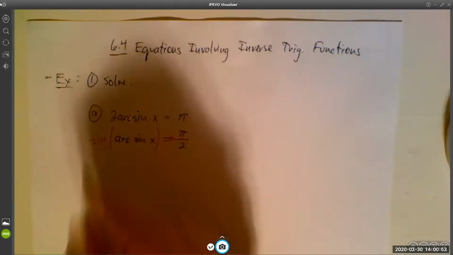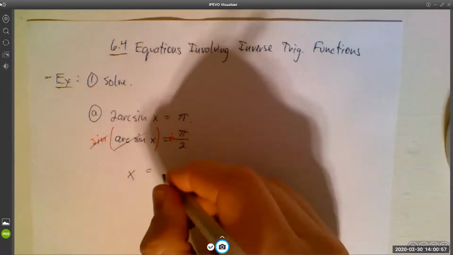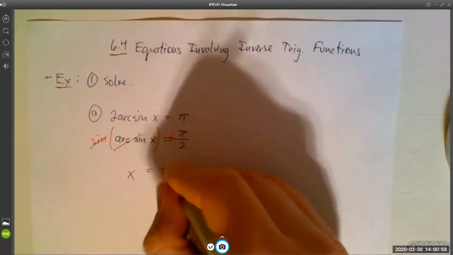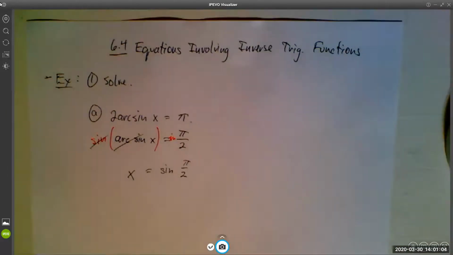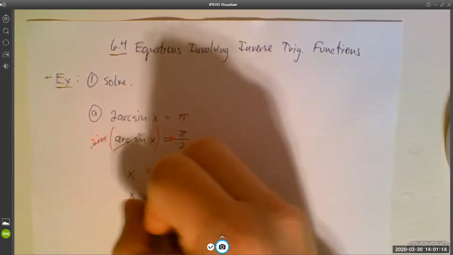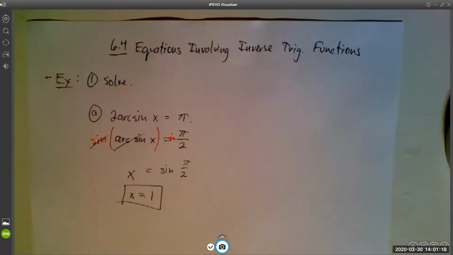The sine cancels off the arc sine. You're just left with x on the left-hand side. So x equals sine of pi over 2. So now all we have to do is think about, what is sine of pi over 2? Of course, you could use your calculator for this, but you should be able to do this one in your head as well. At pi over 2, the y coordinate is 1, so x is 1. Okay, and that's it for that one.